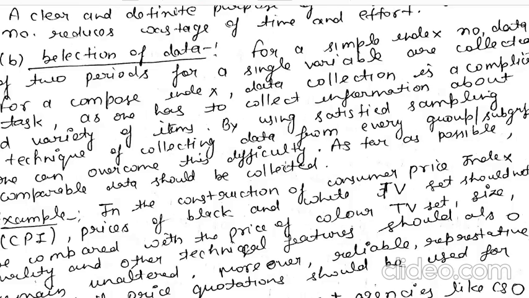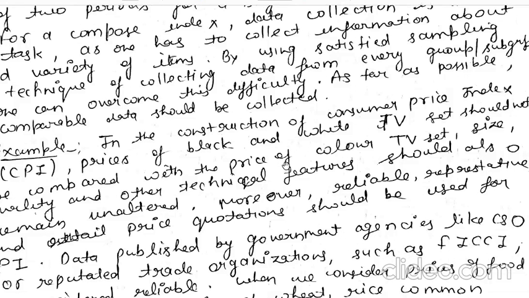Example, in the construction of consumer price index, the price of a black and white TV set should not be compared with the price of a color TV set. Size, quality, and other technical features should also remain unaltered. Moreover, reliable, representative price quotations should be used for the consumer price index, right? So a black and white TV set should not be compared with the price of a color TV set, or size or quantity.